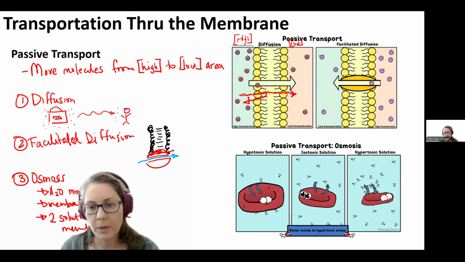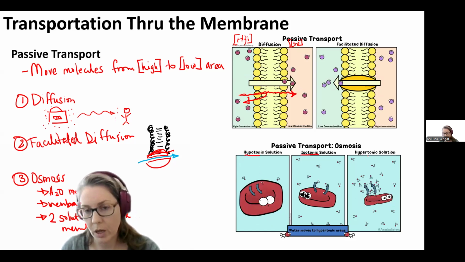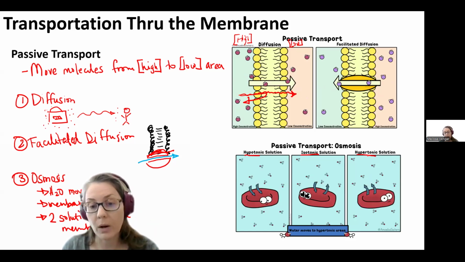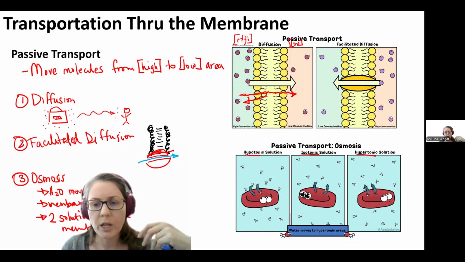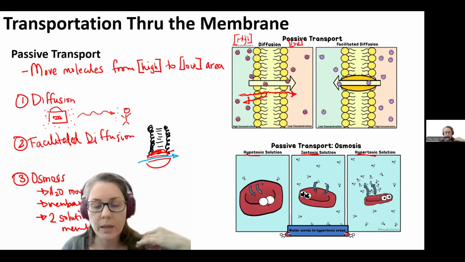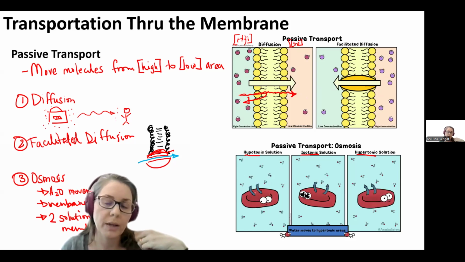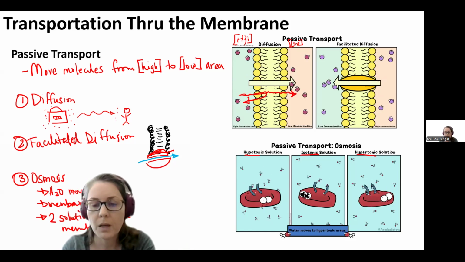So you have a hypotonic solution, an isotonic solution, or a hypertonic solution. These are the solutions that are surrounding the cell, in this case our red blood cell, and it can change the shape or tonicity of our red blood cell. That is why it's called a hypertonic or hypotonic or isotonic solution.